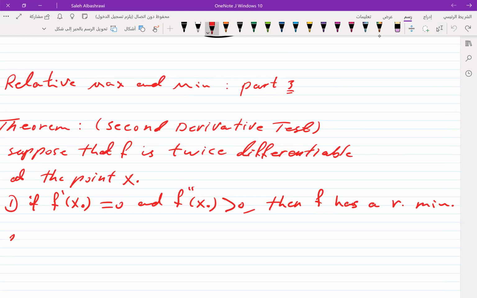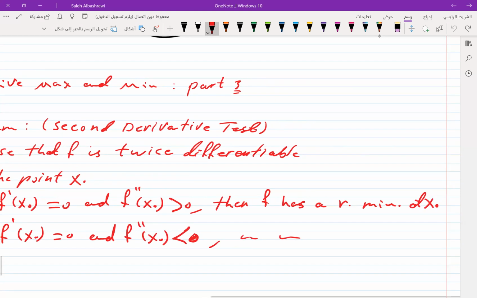Second case, number two, f prime of x0 equal to 0 and f double prime of x sub 0 is less than 0. Then the function has a relative maximum. This is the second derivative test. We are checking the sign of the second derivative.